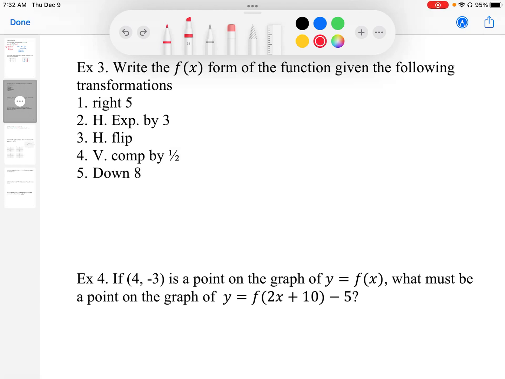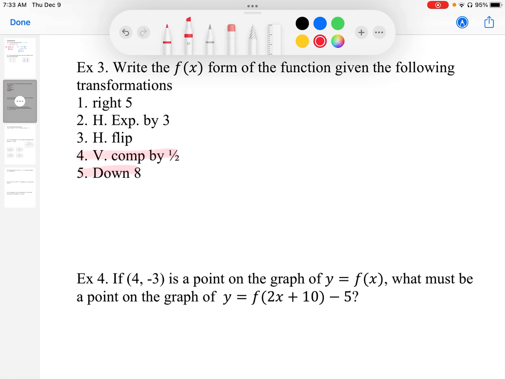So here we've been given the description of the transformation and we need to put it into function notation. So we're going to again separate our vertical and horizontal, and we're going to start with the vertical first. So it says here that we've been vertically compressed by 1/2 and then down by 8.